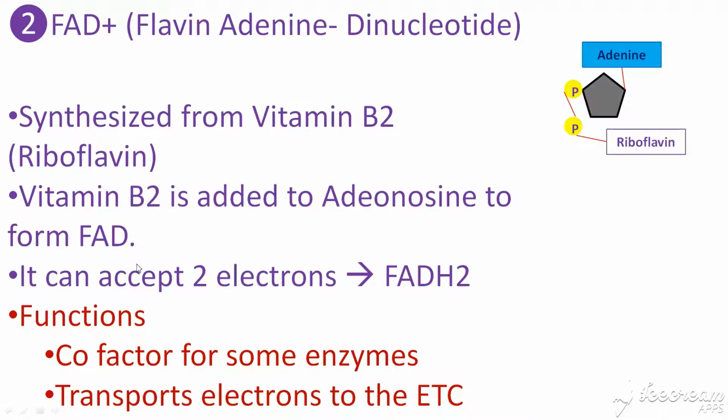Now, FAD is important because it can accept 2 electrons, so it can be converted into FADH2. So it's now carrying 2 electrons, and then it can go into the electron transport chain and produce more ATP. So the functions of FAD+ are as a cofactor for some enzymatic reactions, and it also transports electrons to the electron transport chain.